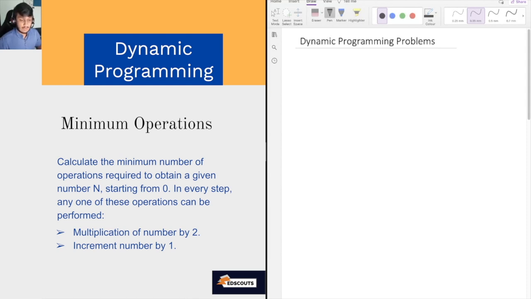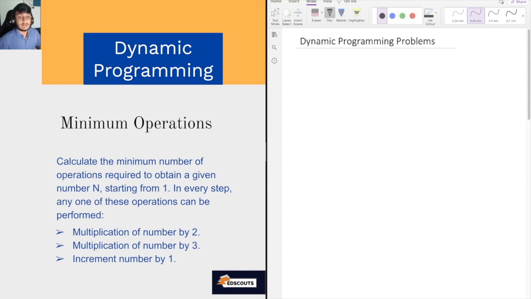So let's look at another variant of this question. Here we have this question. Given an integer n, the task is to obtain n starting from 1, using minimum number of operations. The operations that can be performed in one step are as follows. Multiply the number by 2, multiply the number by 3, add 1 to the number. So it is a kind of problem where you can get any number of operations. So we will see the generalized approach to solve any problem of such type.